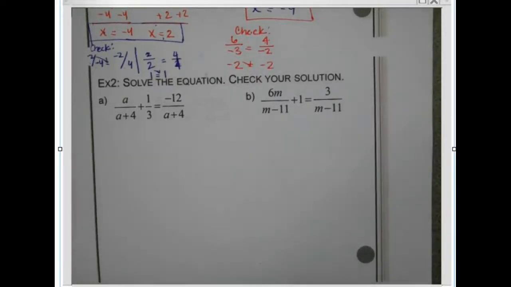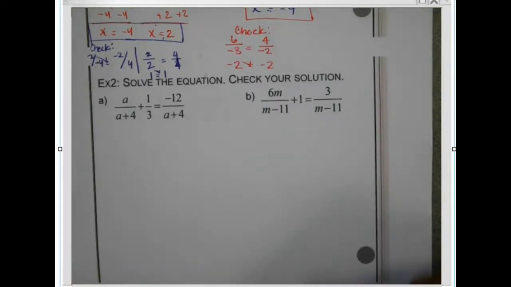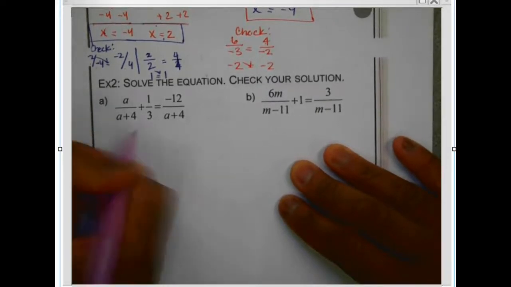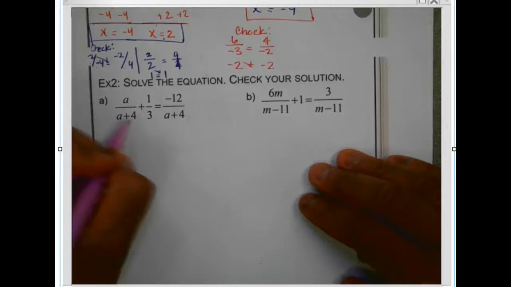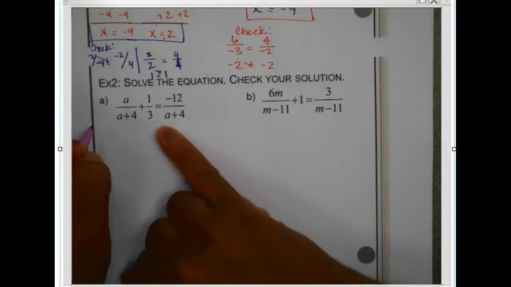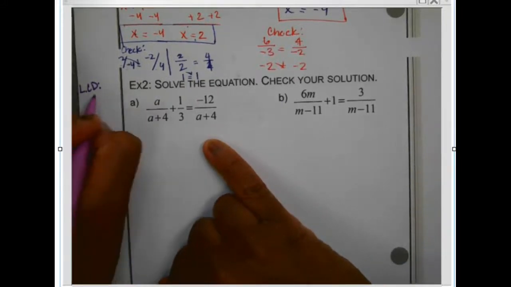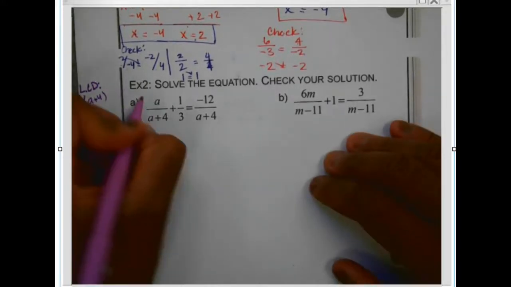So instead of using the LCD and multiplying it to each thing in order to get them all into one fraction, I'm going to use the LCD, least common denominator, in order to get rid of the fractions. We can only do that if we're solving an equation. So I'm going to eliminate all of my fractions. What's the LCD here? Well, in order for these to all have the same common denominator, I need the a plus 4 they already have in common, but I also need them to have a 3. That would be my LCD. So I'm going to multiply every term by that.